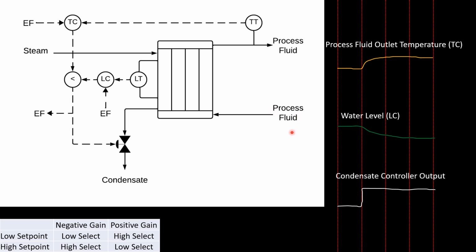Suppose we have a heat exchanger with process fluid coming in here and exiting here, and you have steam entering and exiting as condensate. We are using steam to control the temperature of the process fluid. We know that if we increase condensate or steam, we're going to increase our process fluid outlet temperature, and we're going to decrease the water level within our heat exchanger.